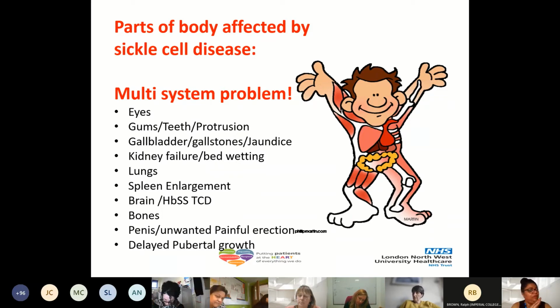So it's really important. Yes, children with sickle cell disease tend to have pubertal growth that is a little more delayed than their peers, and it's more noticeable when they hit year 6, year 7.